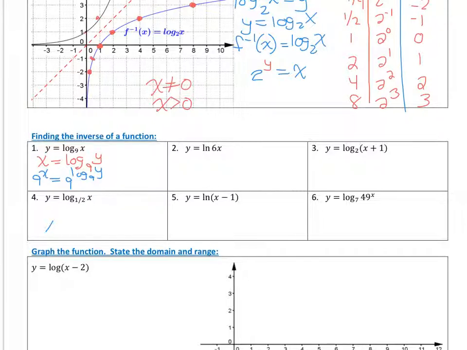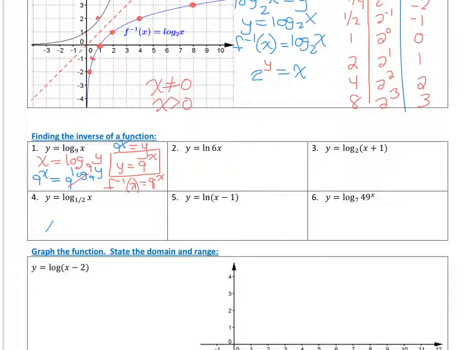Now I've got 9 to the x, 9 raised to the power of x. And of course, the base of 9 here raised to the log of base 9, they're inverse operations of each other. And so I just have y over here. And so my answer is y equals 9 to the x. This would be my inverse function, and if you wanted to write that in function notation, you could say something like this.